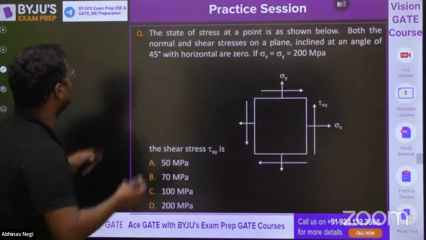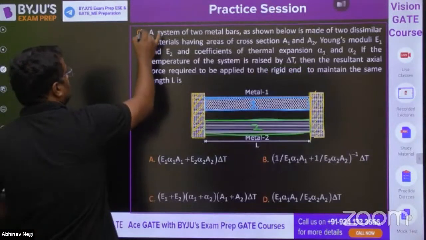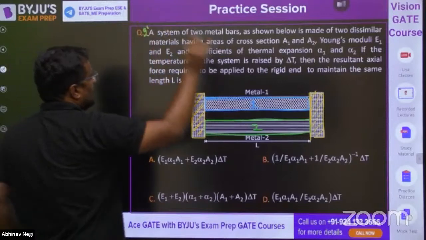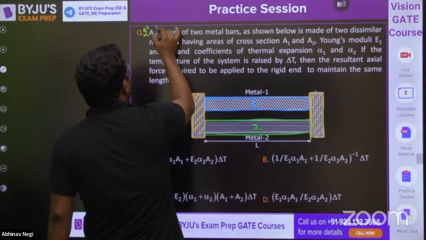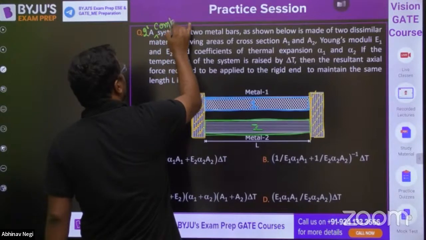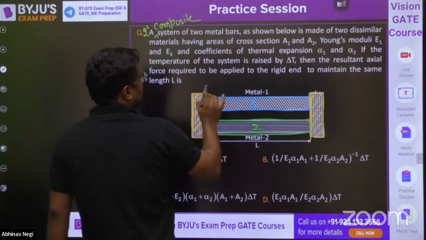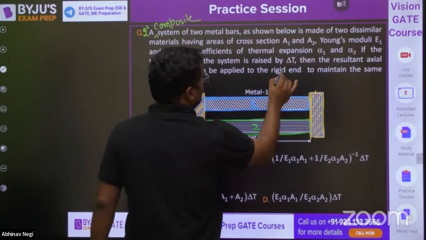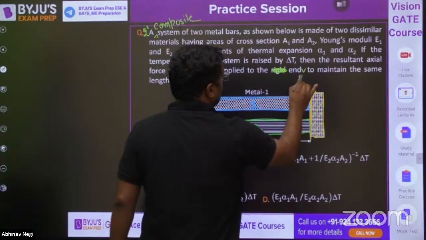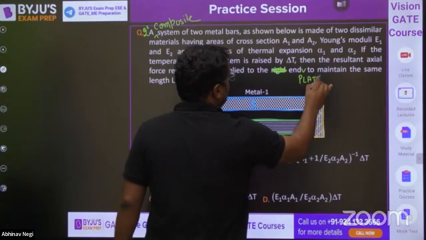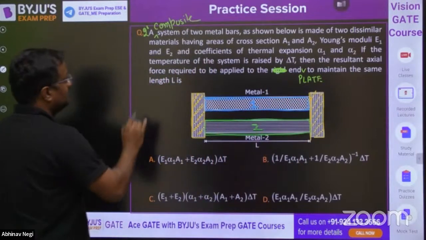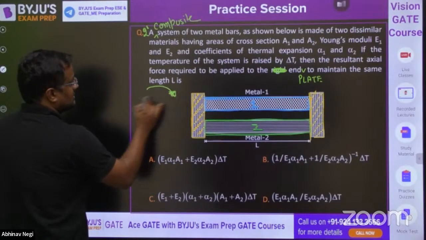It will be 0 because the rigid support itself will be providing reactions. But yes, now let me take question 2 dash, and let me write it here: composite system. Now these are not fixed supports, so now it is a composite system.